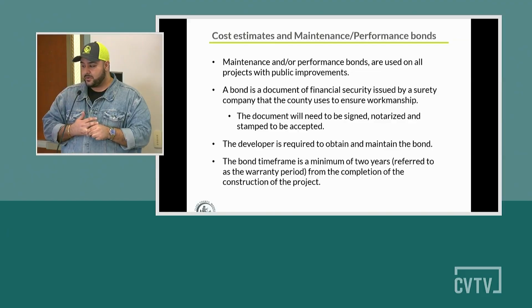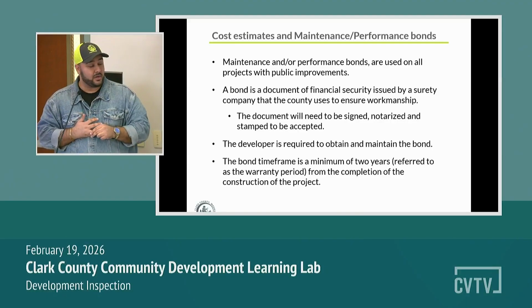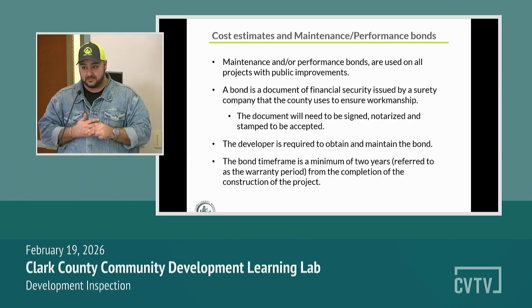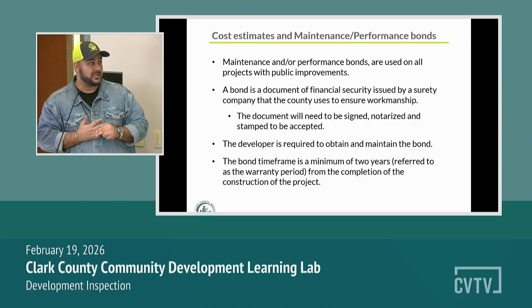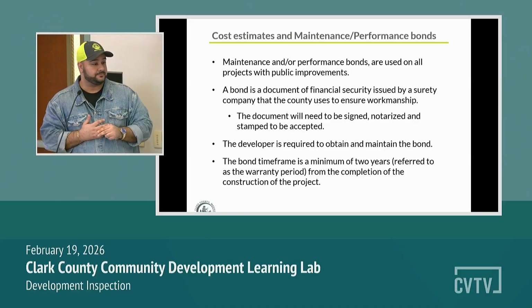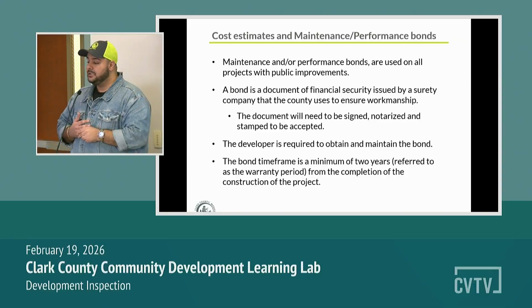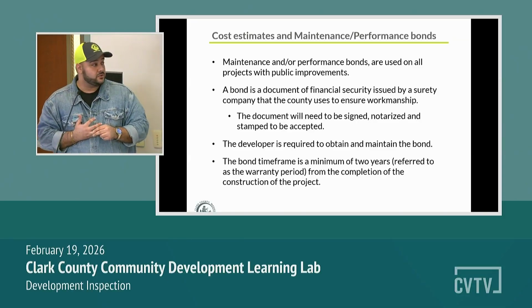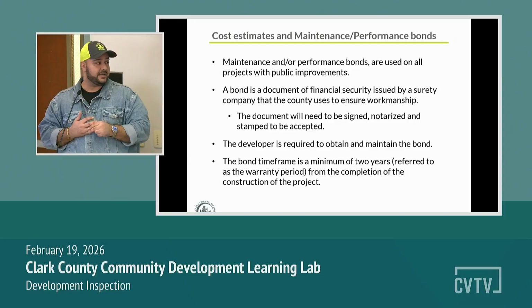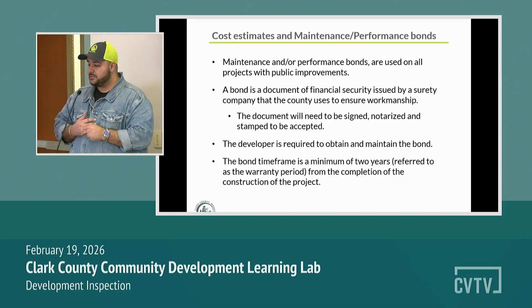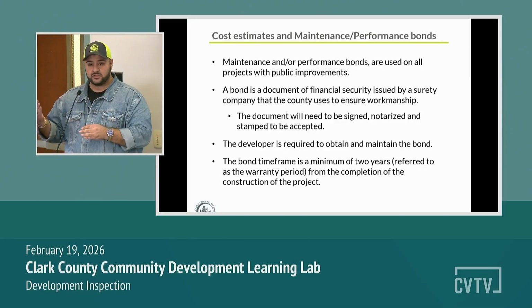The developer is required to obtain and maintain the bond. It is the developer's responsibility to make sure they see that through, and obviously continue with the monthly fees to keep that maintained and active, if you will. The bond time frame is a minimum of 2 years. We refer to that period as the warranty period. So, from the completion of the actual construction approval.